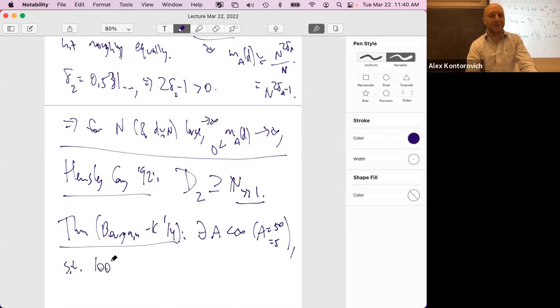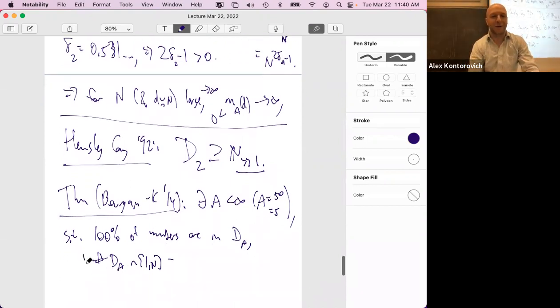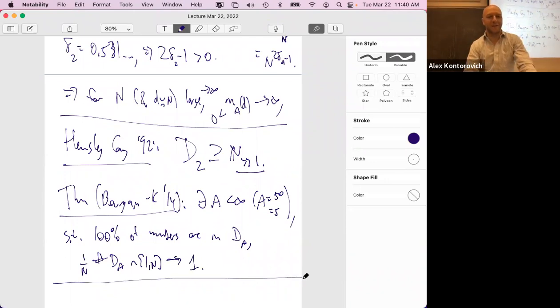100% of the numbers are in D_A. In other words, if you look at the number of elements in D_A up to n, that is asymptotic to n. In other words, if I divide this by n, this goes to 1. So it's a density. It's a density, exactly. The density is Zaremba.